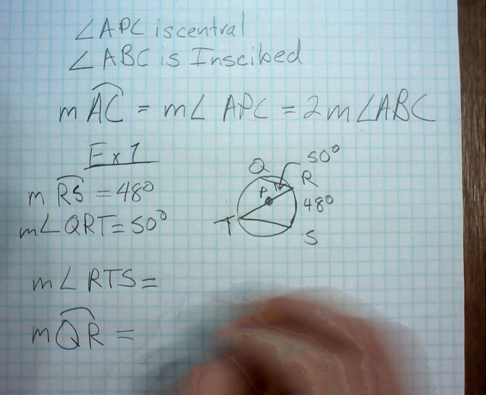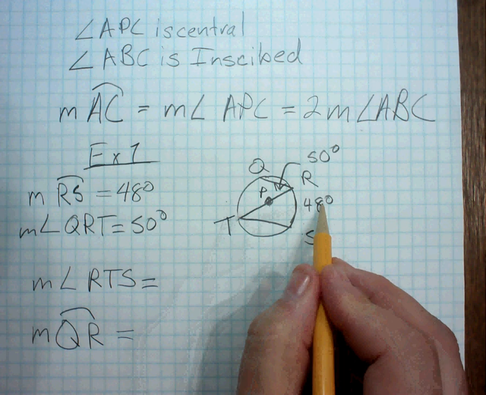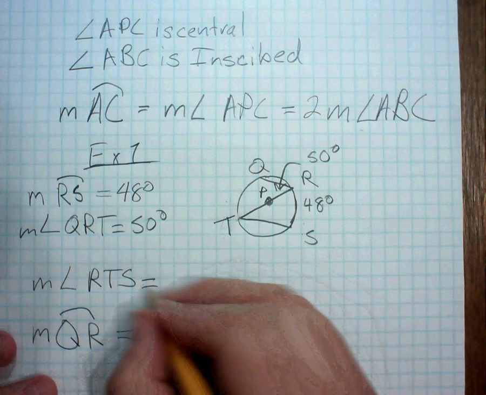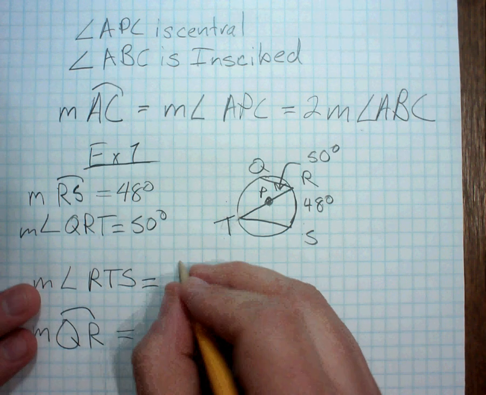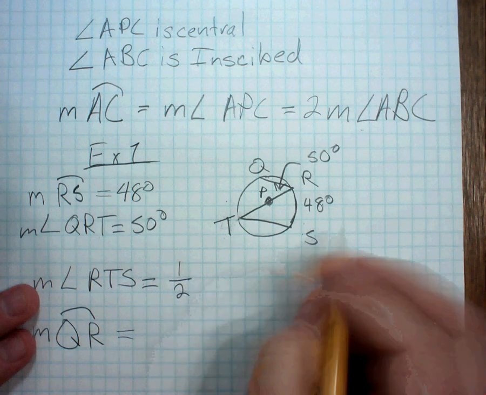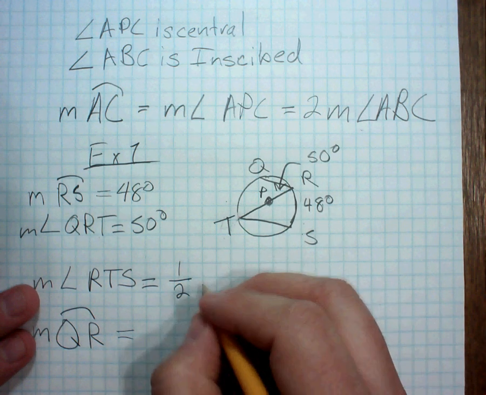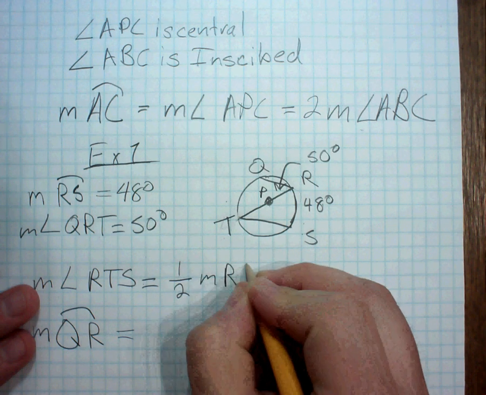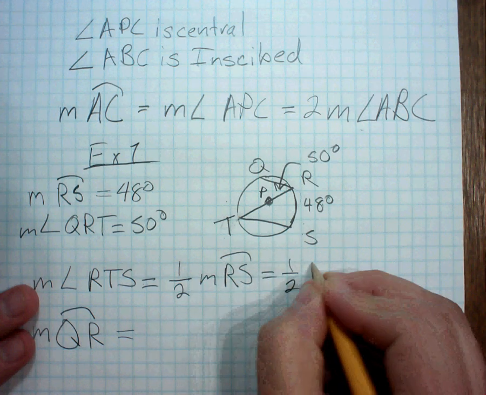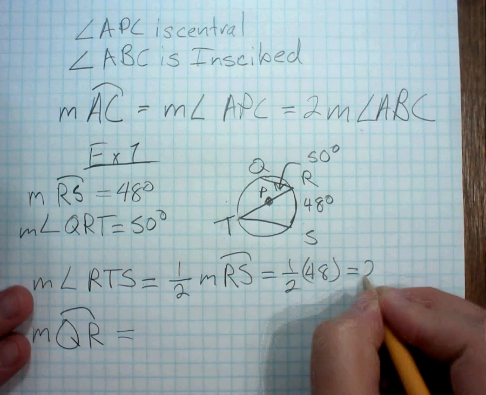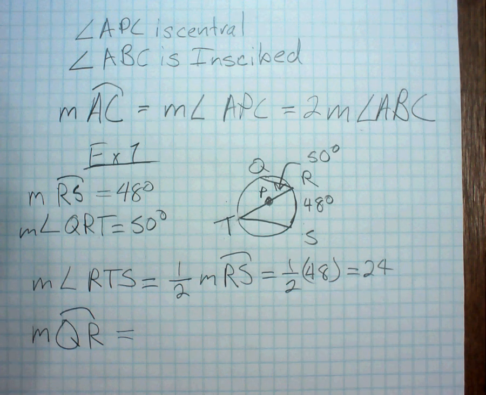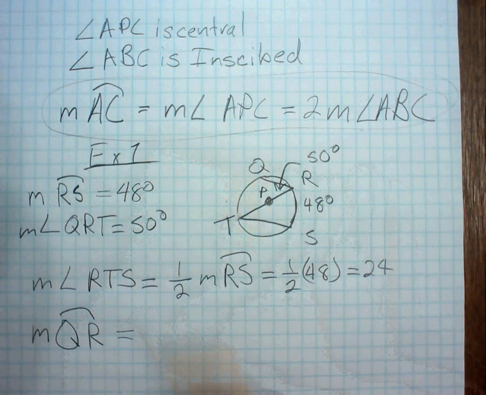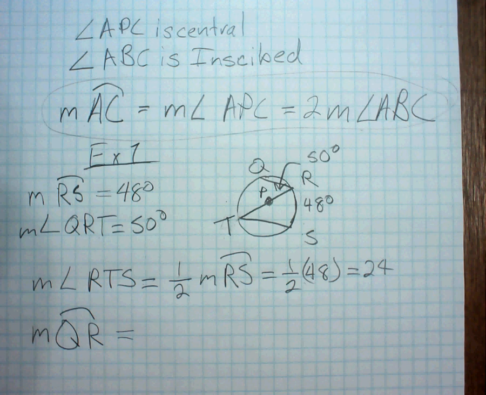Okay, so that would be 1/2 of what this is. In other words, the measure of RTS is 1/2 times the corresponding arc. Well, that was pretty easy. And that's based on this relationship. If we divide both sides by 2, we'll get this relationship.